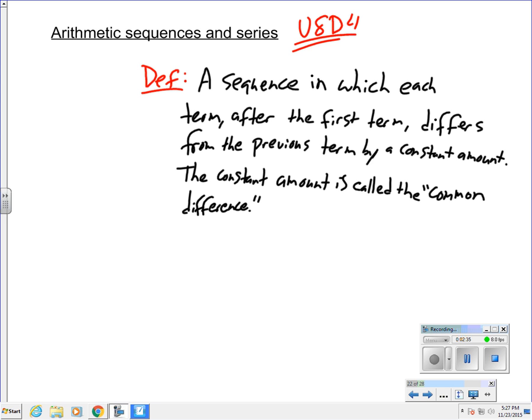So an arithmetic sequence has a constant difference in between the terms. So every term after that first term, you're either adding or subtracting the same exact number to get the next term. So it's a lot of vocabulary to explain something that's really pretty simple.